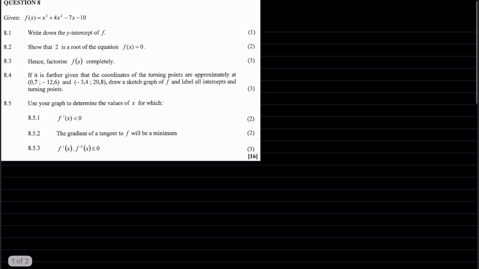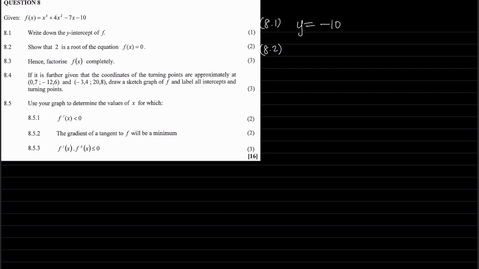Let's take a look at this cubic functions question. Question 8 reads, given f of x is equal to x to the power of 3 plus 4x squared minus 7x minus 10, write down the y-intercept of f. Y-intercept, make x 0. If x is 0, y is equal to negative 10, since all of these terms will be 0. So the y-intercept, y is equal to negative 10.